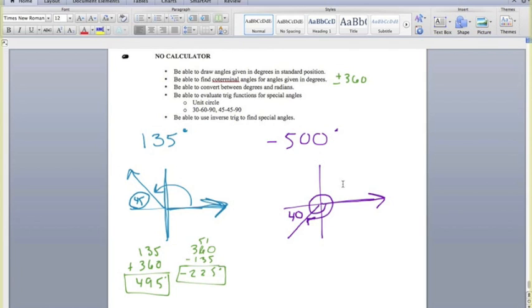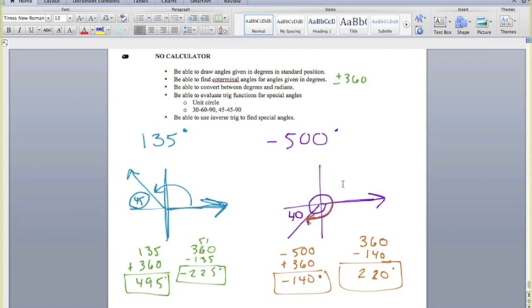For the second one, since I already have a negative angle, I'm going to start by adding 360. When I add 360 to that, I'm going to get negative 140, which is actually already part of our picture. We already knew we had to go an extra 140. So we had really already done that same arithmetic there. Then I need to get a positive answer, so I need to add another 360 to that negative 140. And so then I get 220.